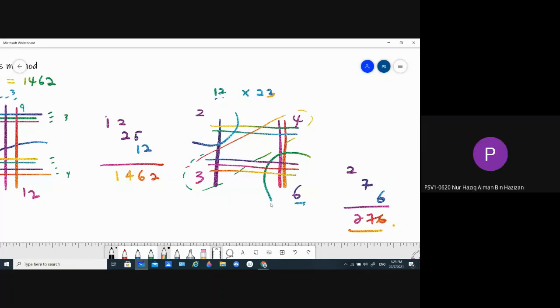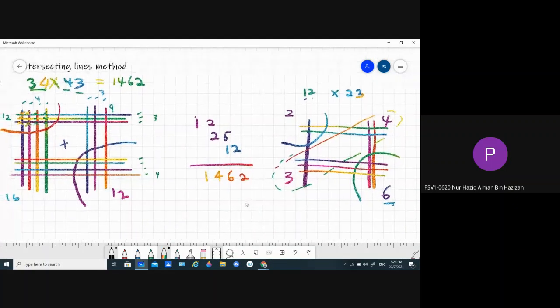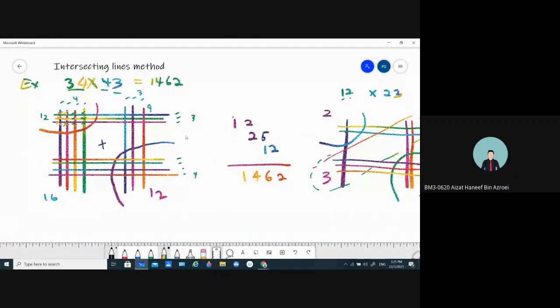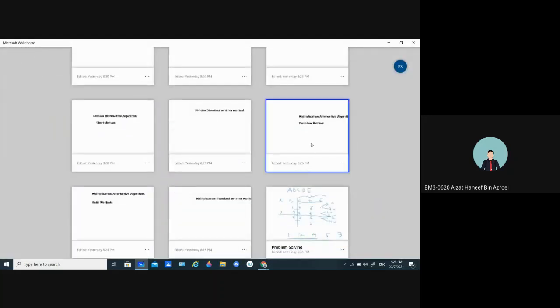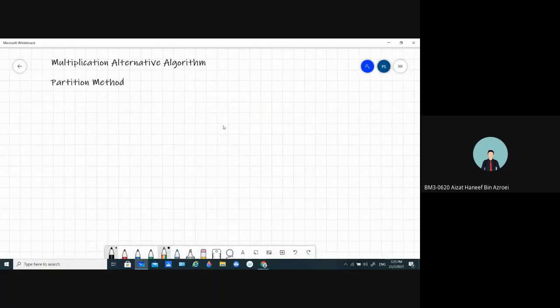Is that okay? Everybody understand? Yes. This is a good method also, okay? You can do calculations, I mean like three-digit numbers times another three-digit number. You can actually do it very fast, okay? I actually like this method. It's a nice method. And then we have partition algorithm, partition method.